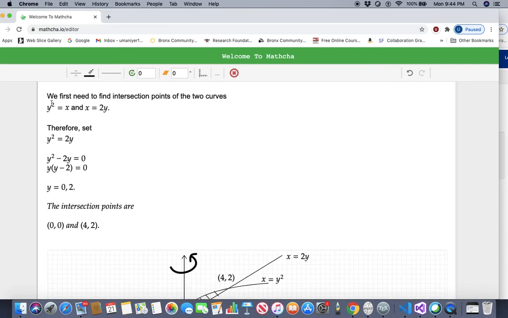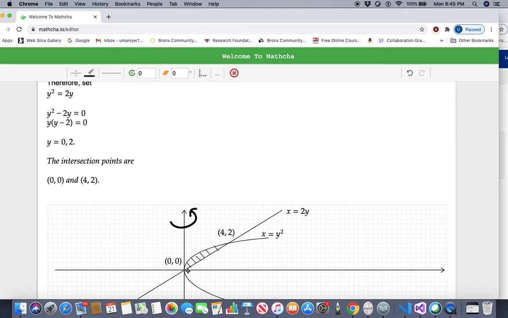X is 2y, x is y squared, so set y squared and 2y equal, which brings us y squared minus 2y equals 0. Get a factor of y, y minus 2 is 0. So y is 0 or y is 2. Notice the y coordinate, 0 and 2. Once you have the y coordinate, for the x coordinate you would use either of these expressions and you get the same answers. Y equals 2 gives me x equals 4. Y equals 0 gives me x equals 0. So these are your 2 points.